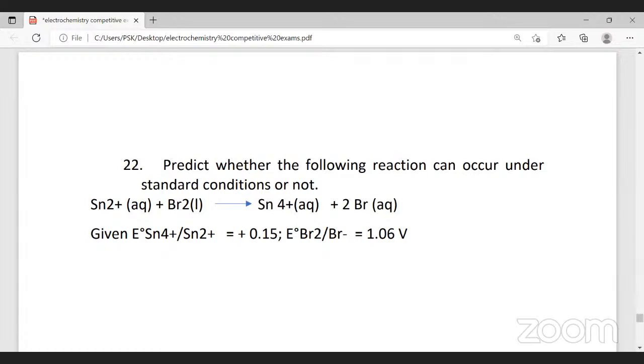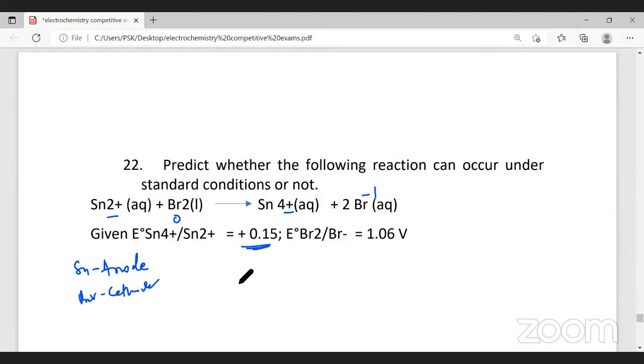Now, before we understand this, these are the cells: iron, tin and bromine. Tin undergoes oxidation, +2 to +4. Bromine goes from 0 to bromide ion, -1. So bromine undergoes reduction. Now tell me, as per this, tin has +0.15 volt and bromine has 1.06 volt, which will be anode and which will be cathode? Tin is undergoing oxidation. Tin will be anode and bromine will be cathode.